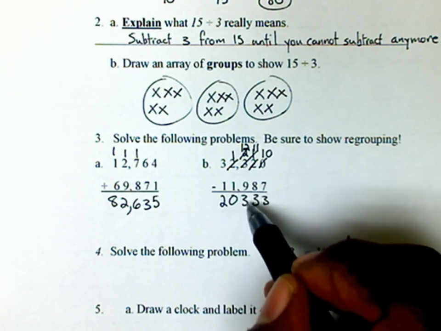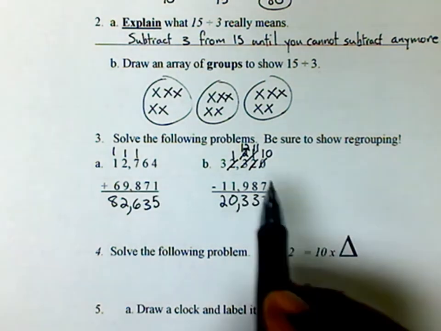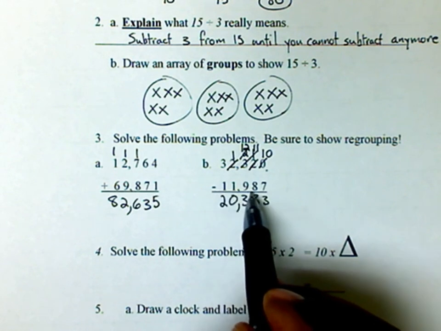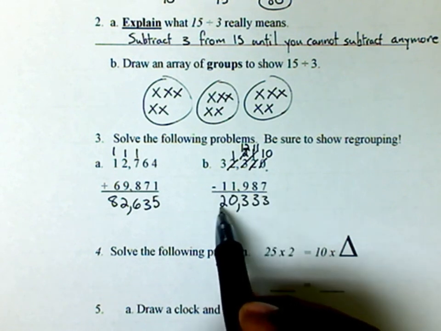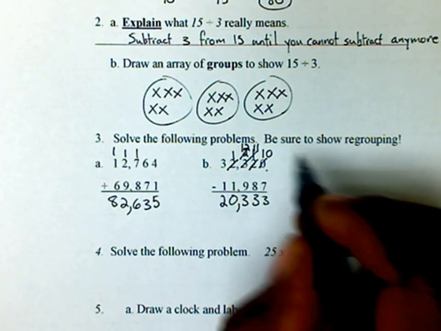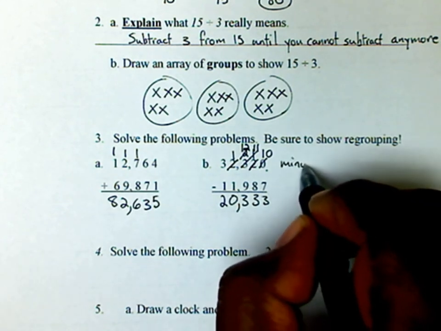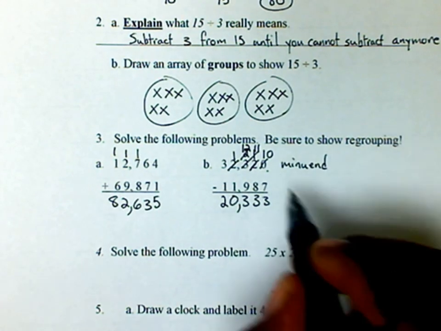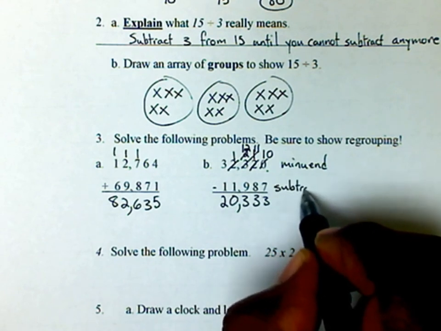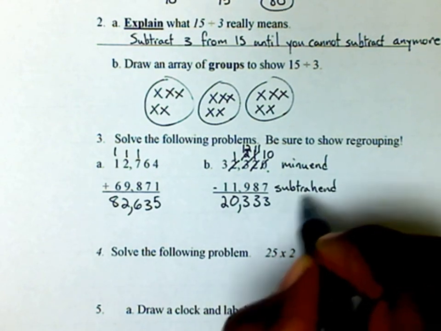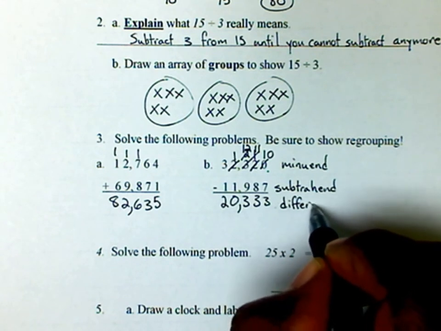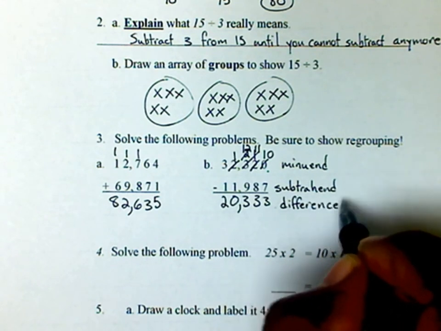Ones, tens, hundreds, comma. So 32,320 minus 11,987 equals 20,333. This is your minuend, which is the number you start with. This is your subtrahend, which is the amount you want to subtract. And this is your difference, which is what you're left with, or your answer to a subtraction problem.